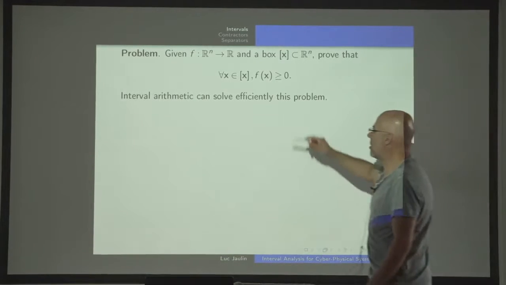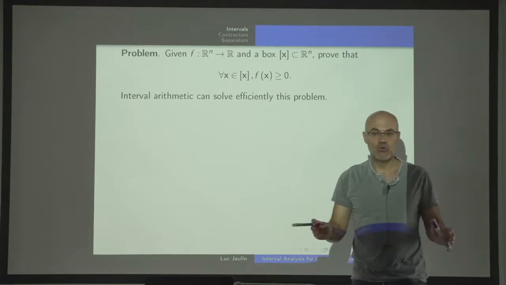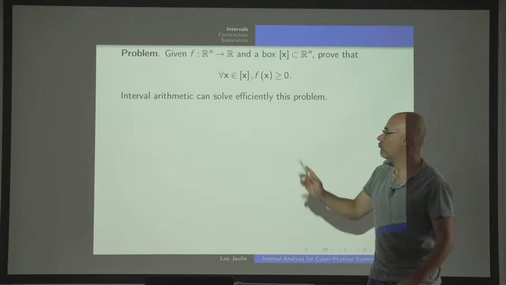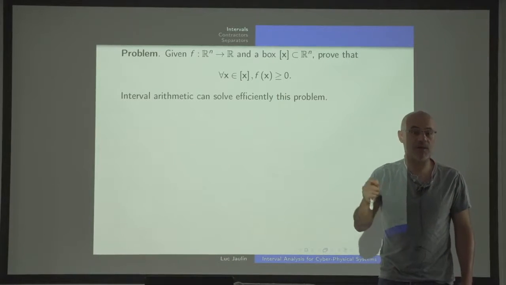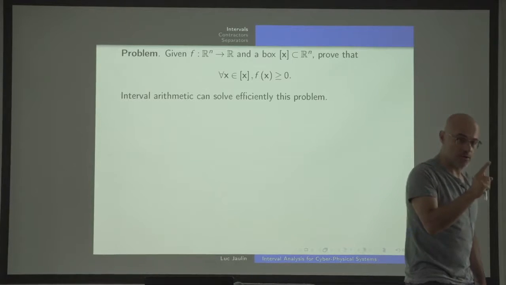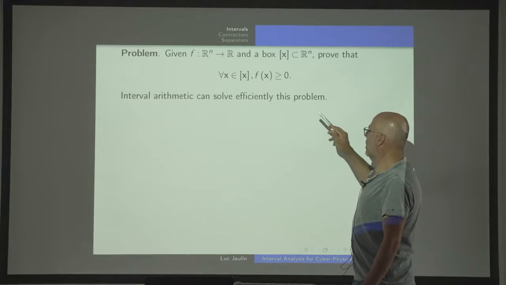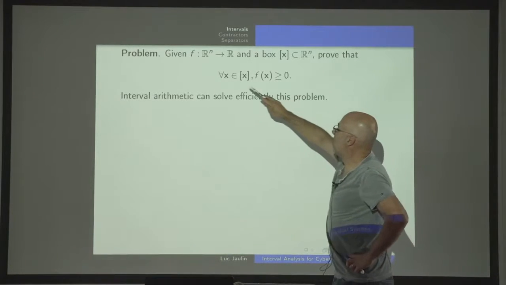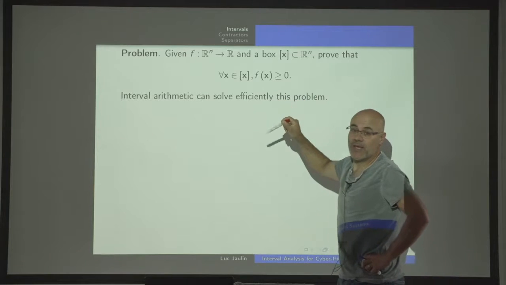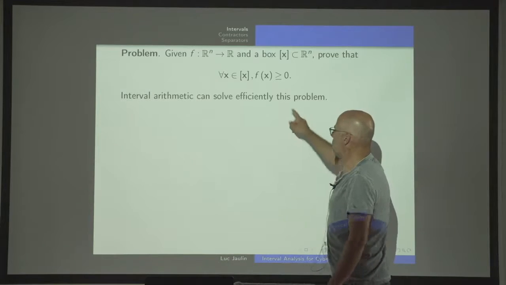With the Monte Carlo method, you take many points in x, all of them are positive, and you conclude that probably the function is positive, but it is not a proof. Because maybe there exists one point such that the function is not positive. So with interval analysis, we will be able to solve this problem, and it is considered as new. Before interval analysis, it was not really possible.